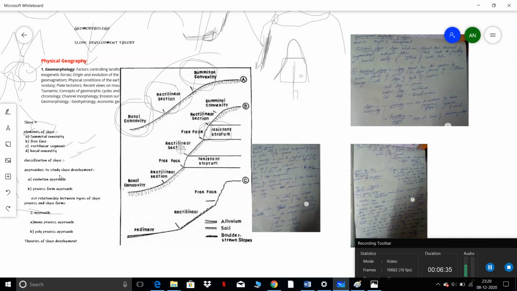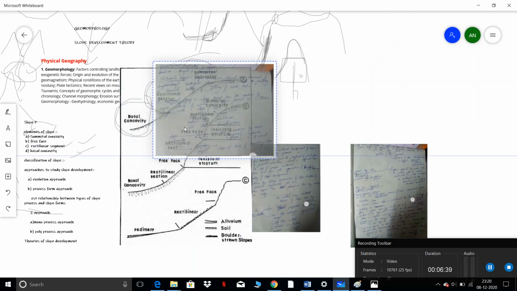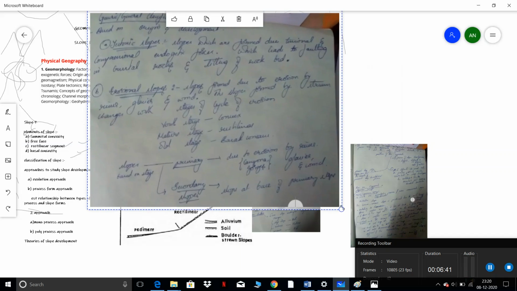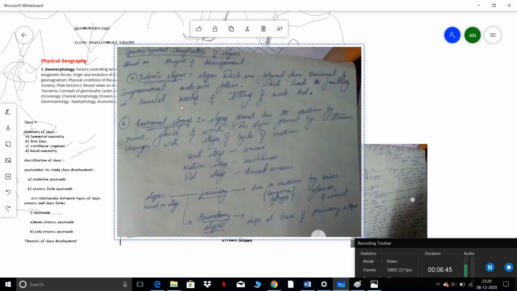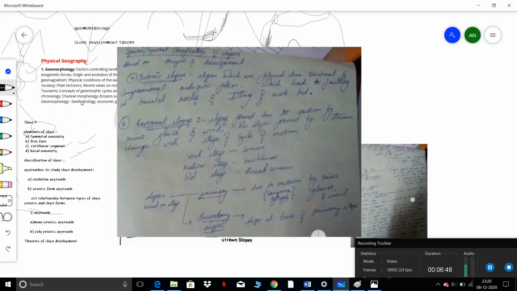Now let's take the classification of slopes on the basis of origin. On the basis of origin, slopes can be classified into two types: tectonic slopes and the other one, erosional slopes.